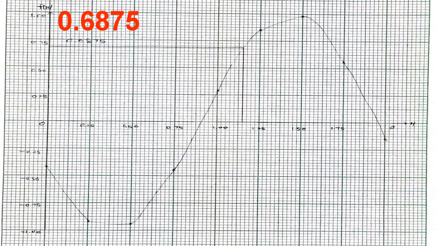Maybe you will get a different answer depending on the curve of the graph. So how do I get 0.6875? For the small boxes, I count 7.5 boxes. Each interval is 0.025, so I multiply and add 0.5. So I get 0.6875.